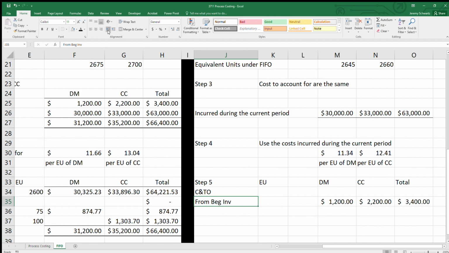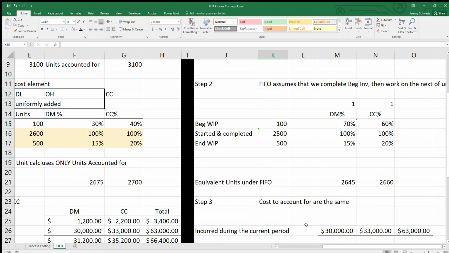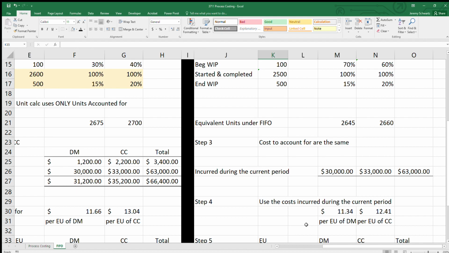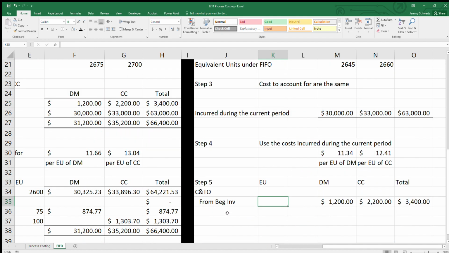And if we want to do a little indent here just to say, okay, this is following under that. So as a reminder, we had the units that were in beginning inventory that from direct material standpoint there were 30% complete, and from conversion costs they were 40% complete. So now what we want to do is to complete units in beginning inventory.